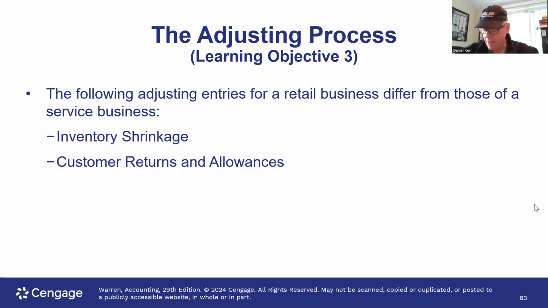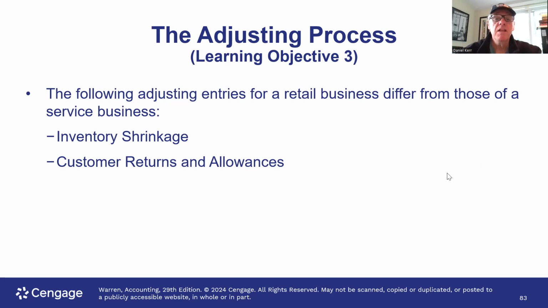So we're going to describe and illustrate the adjusting process for a retail business. And then we're going to describe and illustrate the financial statements and closing entries for a retail business. And then we're going to take a look at the insights provided by the asset turnover ratio. So we'll lecture on this, and then we'll do a couple of quick exercises first.